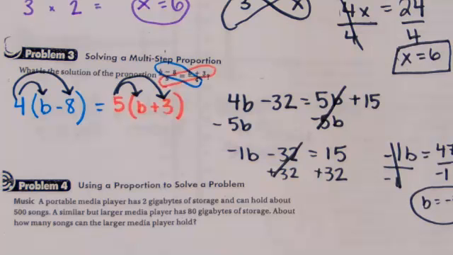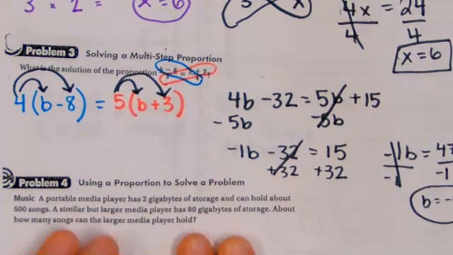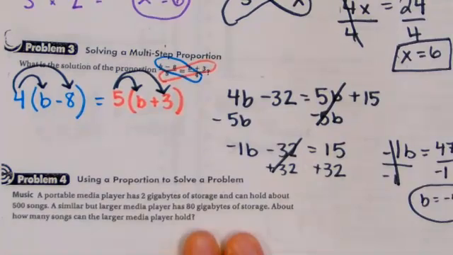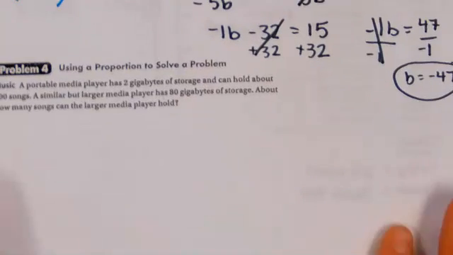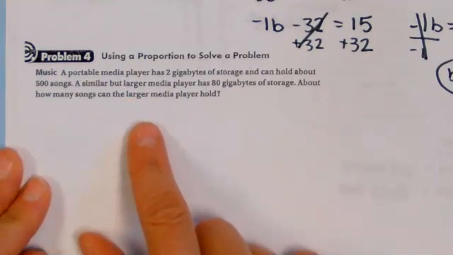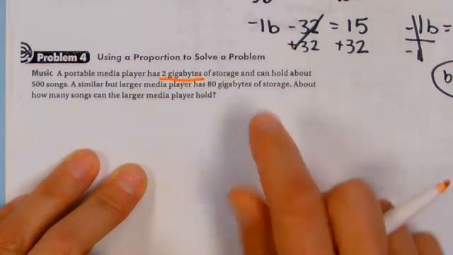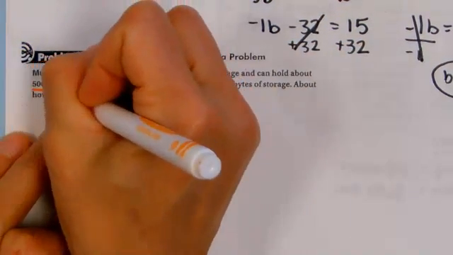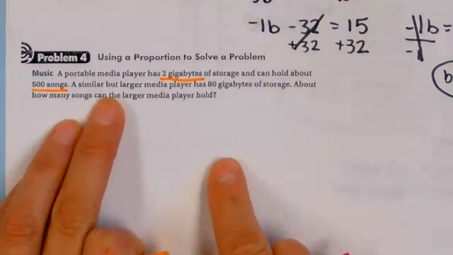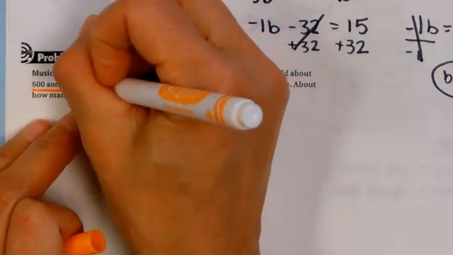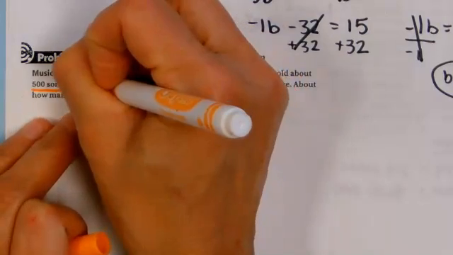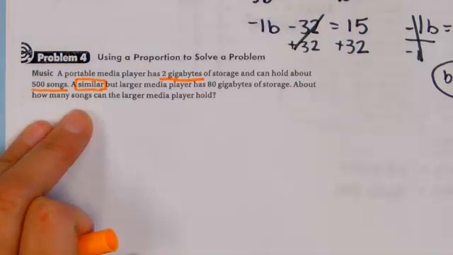Now, story problems are where students get confused because of the words and because in conversions, we're trying to cancel out stuff, but in proportions, we're trying to line them up. I'll show you. A portable media player has 2 gigabytes of storage, and can hold about 500 songs. A similar, and so this word similar means that we are comparing them. We're going to set them equal, all right?